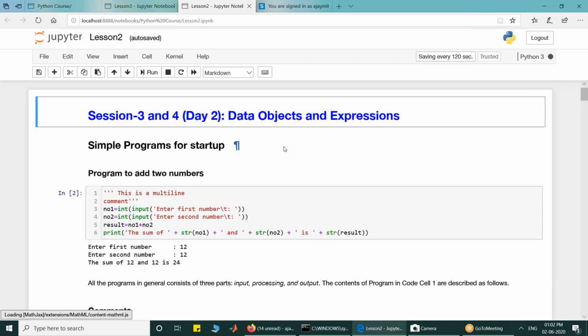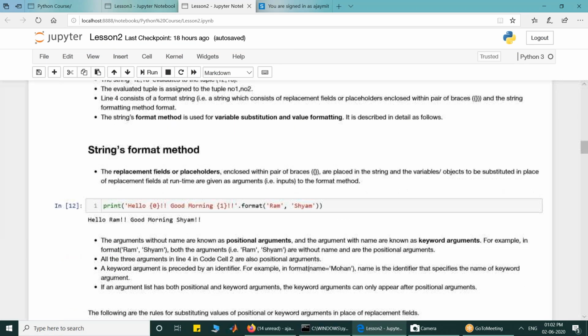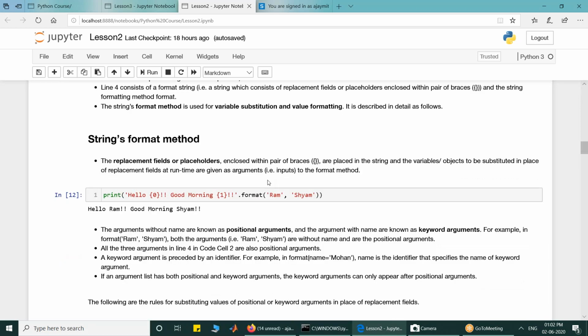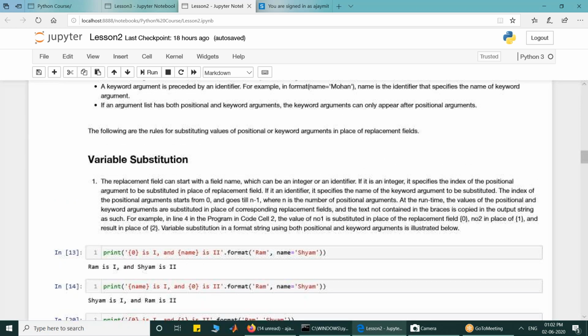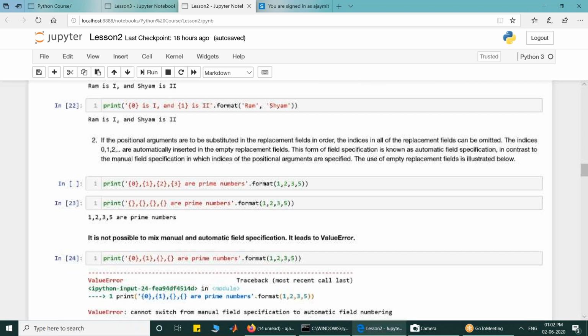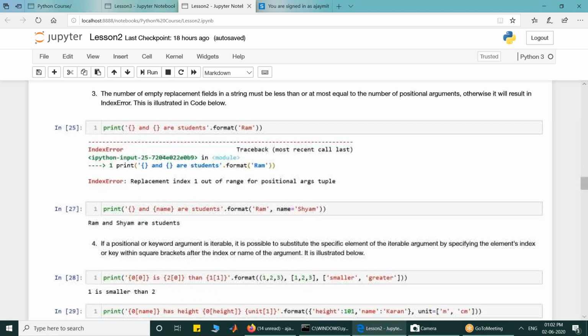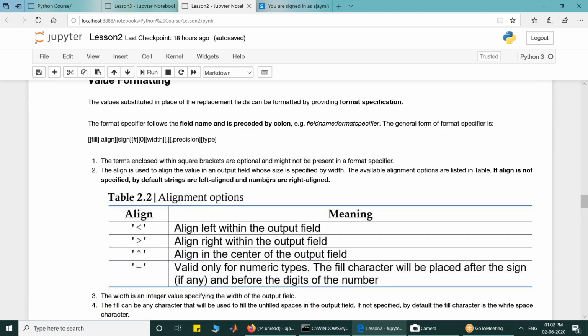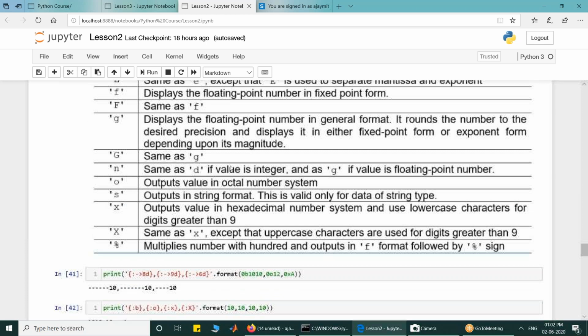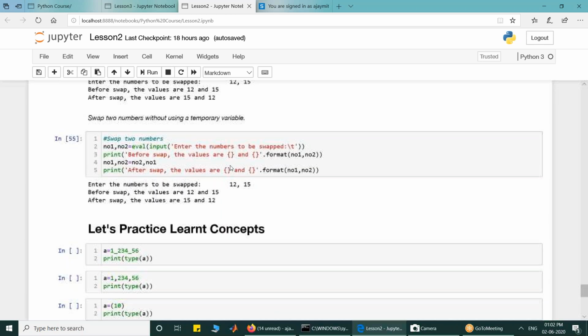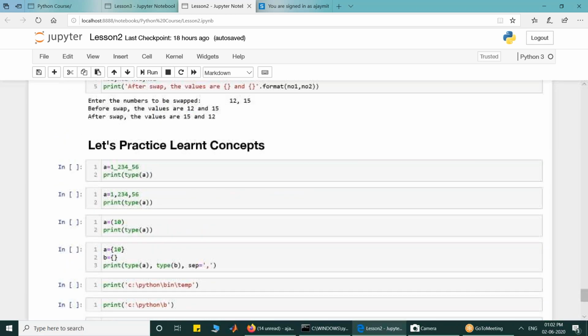Welcome all, welcome to session 2 of day 2. In the morning session, we already discussed the format method of the string. We discussed in detail variable substitution and how we can do value formatting. We discussed in detail fill, field, align, sign, hash, zero, width, comma, precision, and type. This we have already covered in the morning session, and we have looked at a few programs.